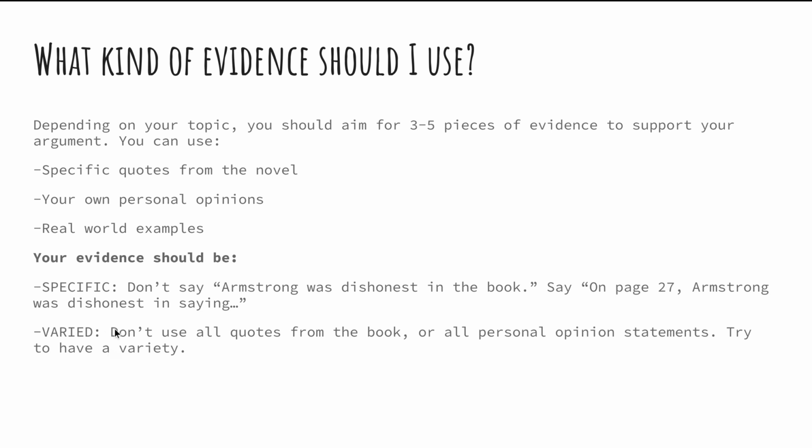This one also doesn't apply quite as much to this type of an essay, but variation in the type of evidence we use is also crucial. I don't want to repeat myself, like I said on the earlier slide. So I want to make sure that I'm using different kinds of evidence or different ways of phrasing things. So I don't want to use exclusively quotes from the book. I might want to mix in some of my personal opinion and some quotes from the book and just some evidence from other parts of the book that aren't just direct quotes. We want to have a variety there, to keep my reader into whatever it is.